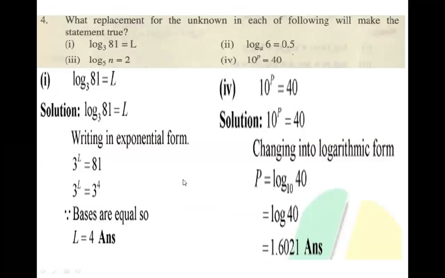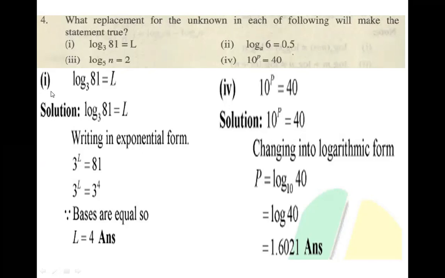Now we will do some questions of the exercise. Questions number 4, 5 and 6 are related to these laws, and I am going to do these 3 questions. What replacement for the unknown in each of the following will make this statement true? Log of 81 to the base 3 is equals to L, so here we are asked to find the value of L. Log of 6 to the base A is equals to 0.5, we will find the value of A. Log of n to the base 5 is equals to 2. And 10 raised to power p is equals to 40.